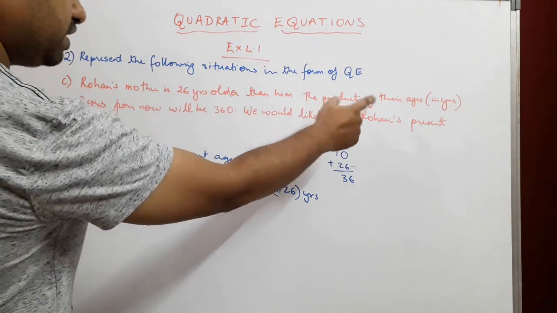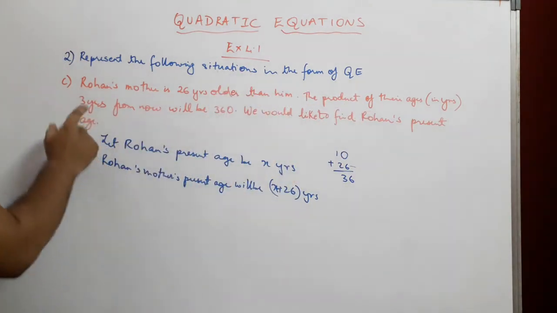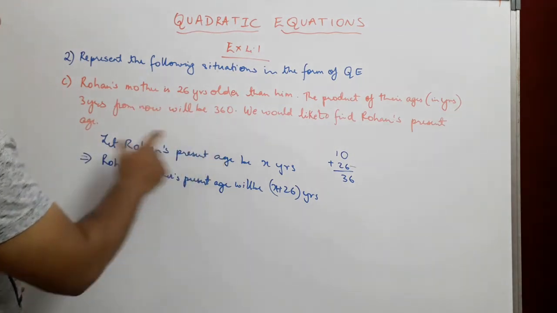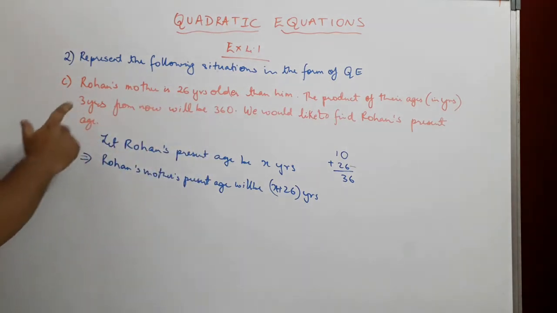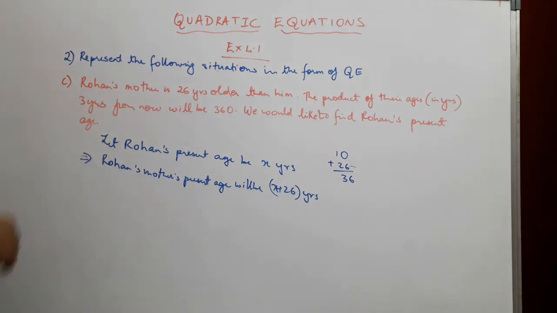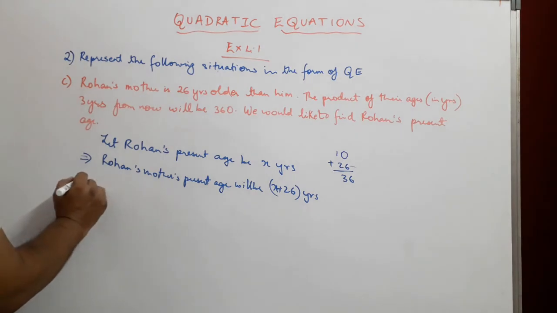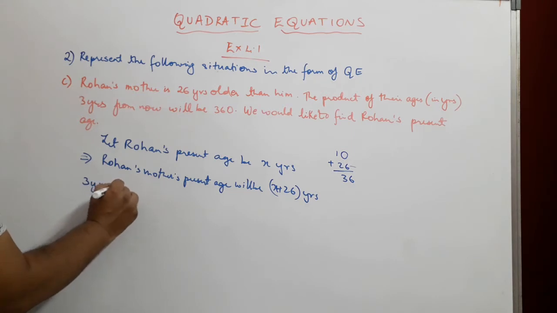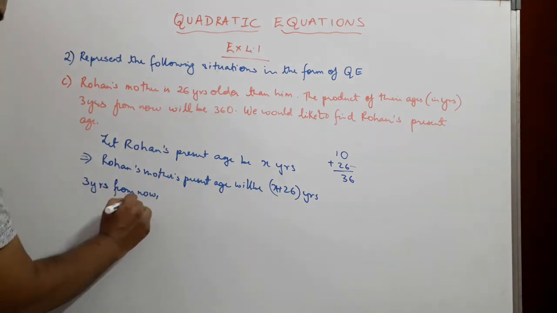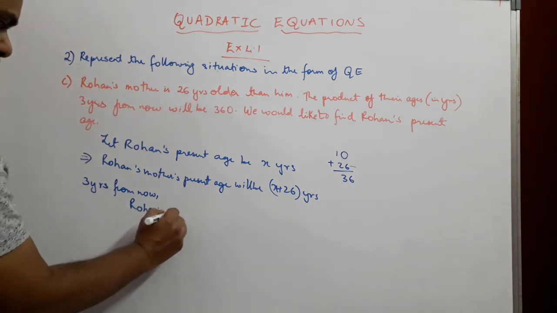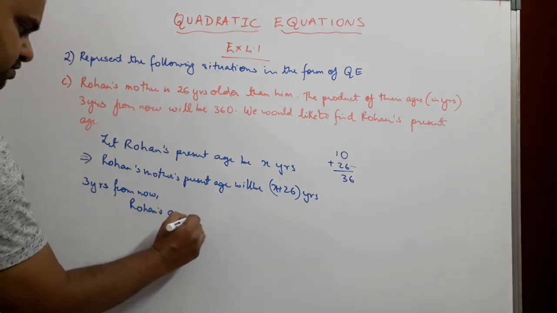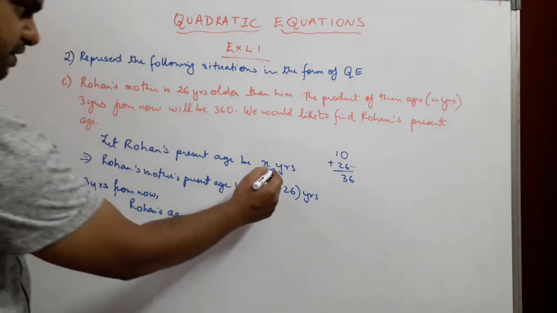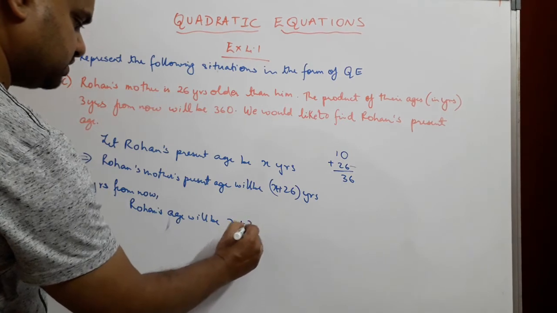The product of their ages 3 years from now will be 360. So we need to find first what will be their ages 3 years from now. 3 years from now means from now we add another 3 more years. We are not asked in the past, we are asked in the future what will be their age. So 3 years from now Rohan's age will be, if his present age is x, then x plus 3.